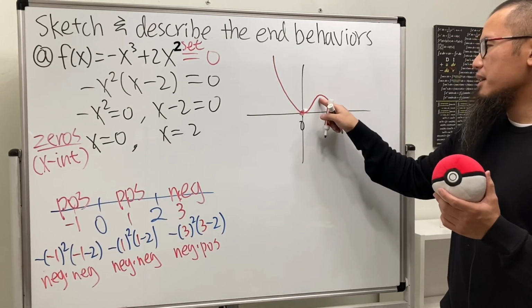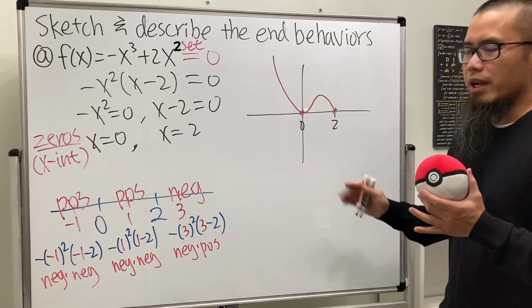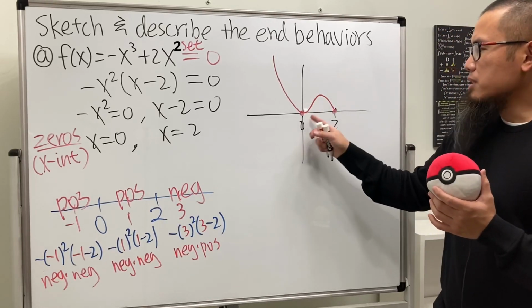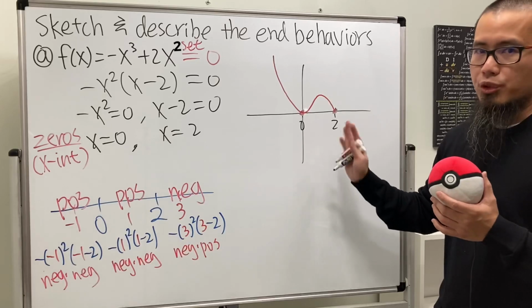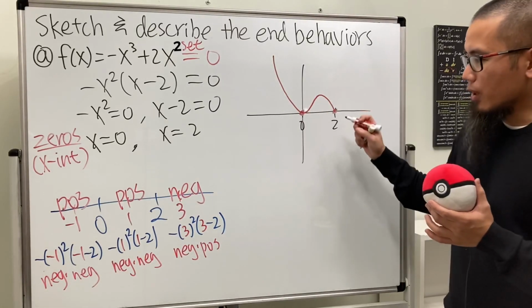And you might see that there is a local maximum right here, but again, we are not going to find out the x value of the local maximum. It looks like it's right in the middle, but that's not usually the case. I cannot tell you that, right? So that's pretty much what we are doing.